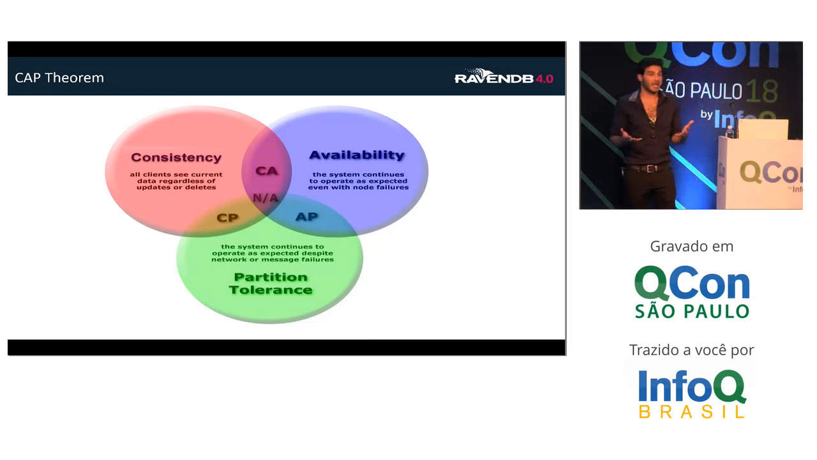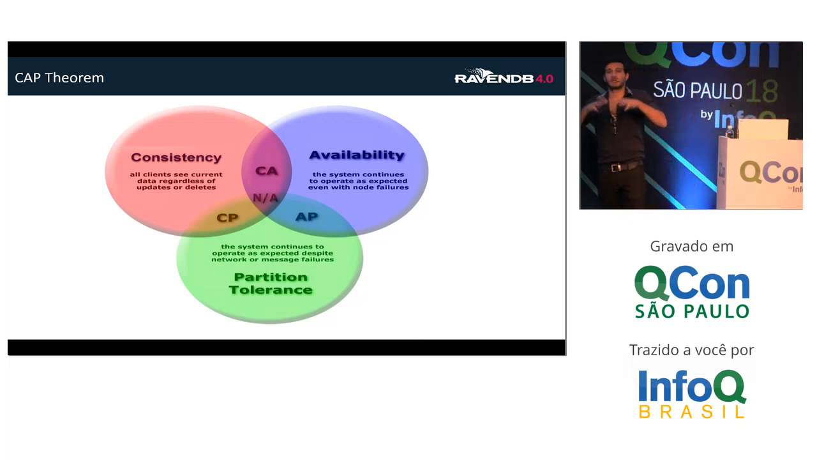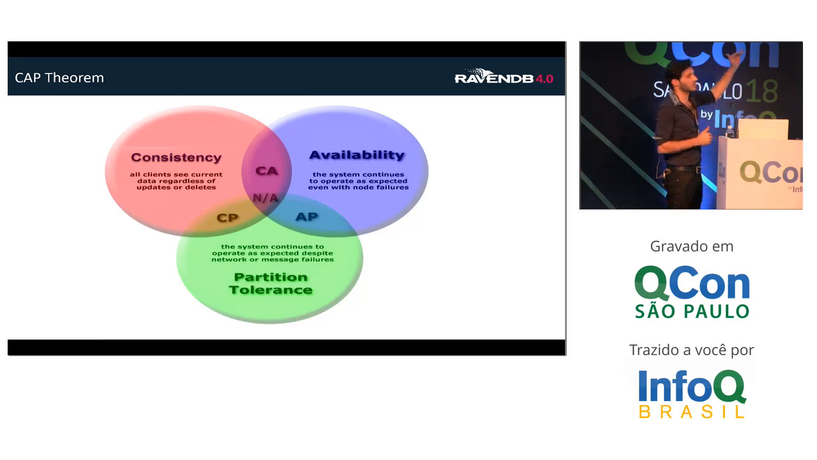But we can't. We need to choose two of those. So, in other words, every distributed system must have partition tolerance because it's built from a lot of computers or a lot of nodes in the system. So we must have partition tolerance, but we need to choose between consistency or being available for those systems.